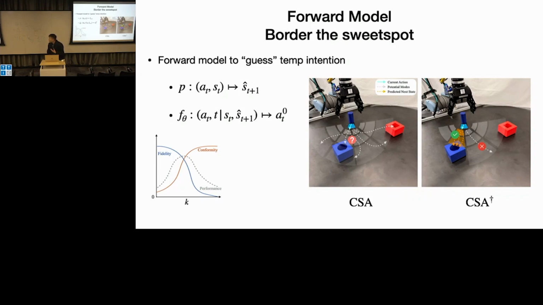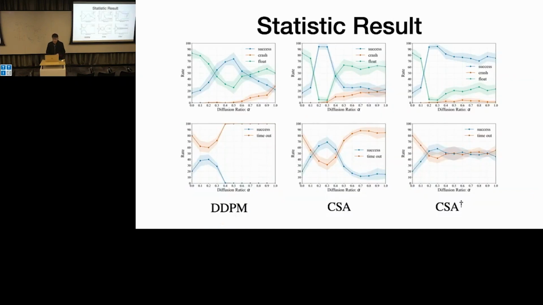Previously, at this point, you will have many modalities that you can choose, but with our forward model, you can see that it will predict, okay, probably the user has a high probability of falling into this narrow distribution. And we believe with the forward model, we will never lose the user's intention, like the fidelity never goes down that much, and hence we can keep the performance always at a very high level. This is what I mean by border the sweet spot. And if you see the statistic result is actually aligned with our assumption.